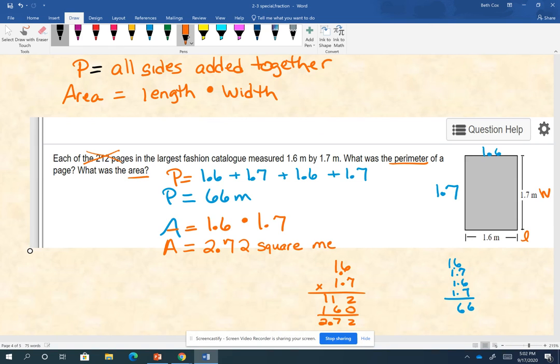square meters, okay? This is meters, which is just M, and this is square meters, which is M to the second. Okay, so 2.72 square meters, and this one's going to be 66 meters. Make sure you know how to find the perimeter and the area of a rectangle. You will see this again and again, okay?